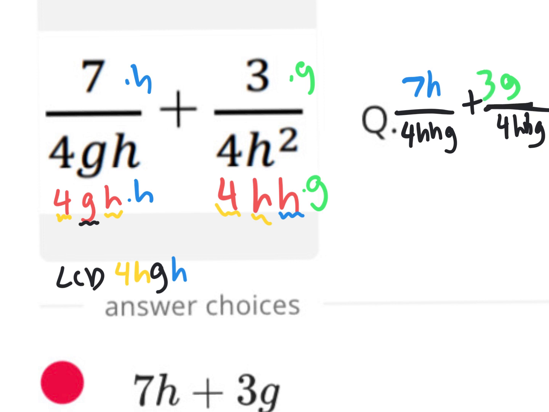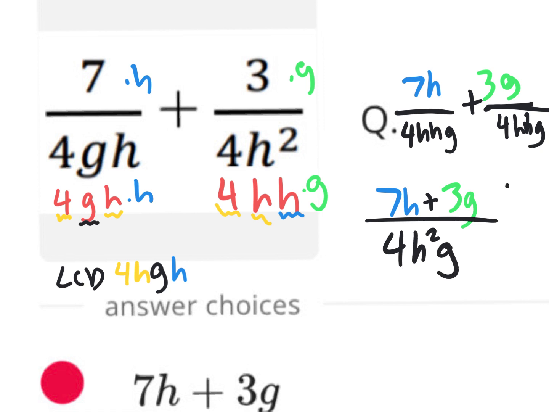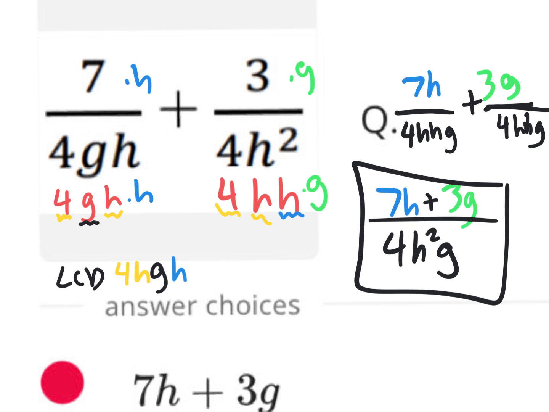So your final answer will be the 7h plus 3g over the common denominator 4hh. So you might as well change it back to h squared with a g. So that's your final answer to that one.